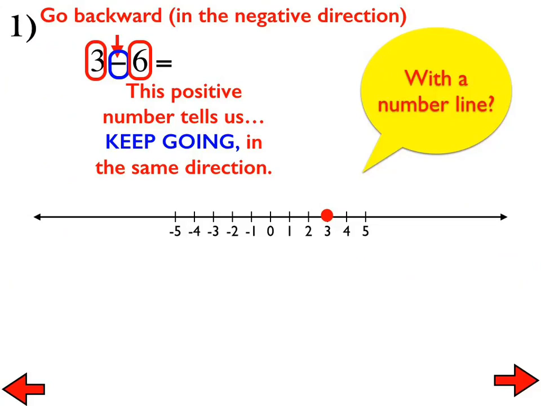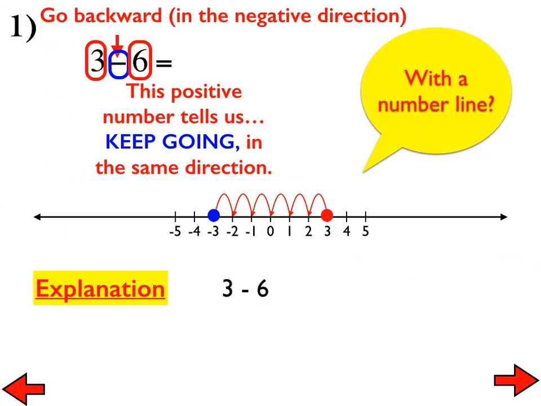And where does that lead us to? Negative what? Negative 3. 1, 2, 3, 4, 5, 6. So in a lot of respects, it's really almost the same thing as when we're adding. We just have to pay attention to where we're starting and which direction we're supposed to go and how many places we're supposed to go.